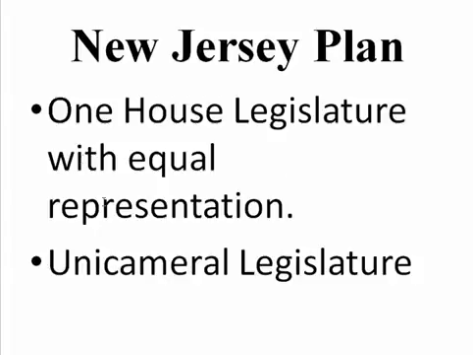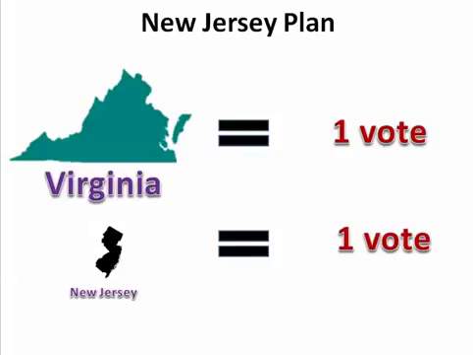So the state of New Jersey and other smaller states come up with the New Jersey Plan. They want a unicameral legislature like they had under the Articles of Confederation, and then they want each state to have one representative. Equal representation for every state regardless of population. So the New Jersey Plan would look like this. It's basically the exact same thing as under the Articles of Confederation.